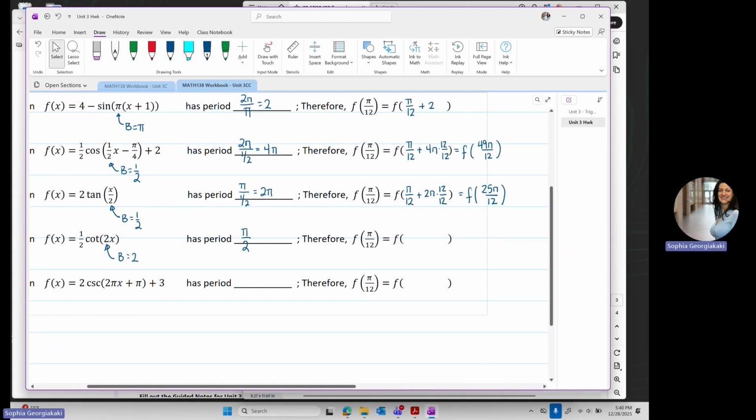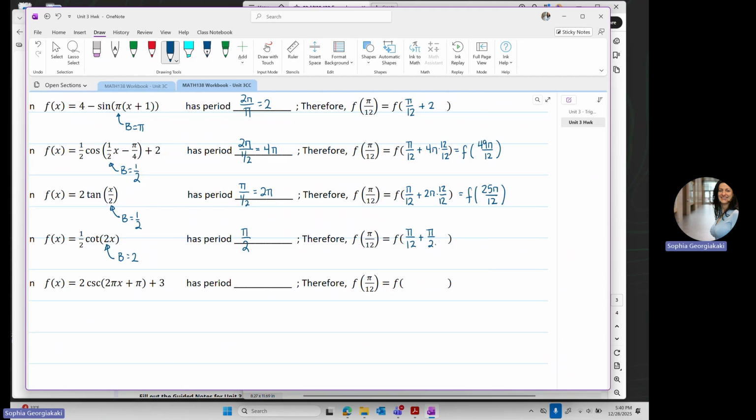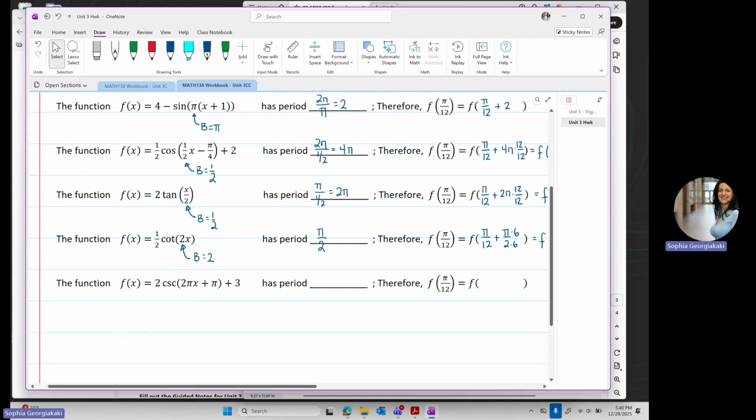So the angle pi over 12 will have the same y value as pi over 12 plus pi over 2. If I add these fractions with a common denominator, I will have 7 pi divided by 12, being an angle that has the same y value as pi over 12 under this function f.